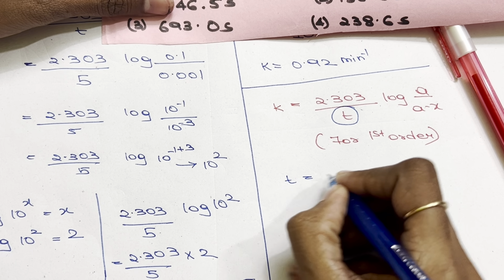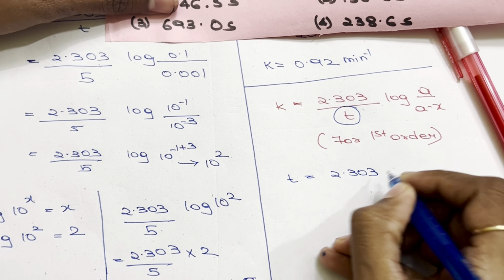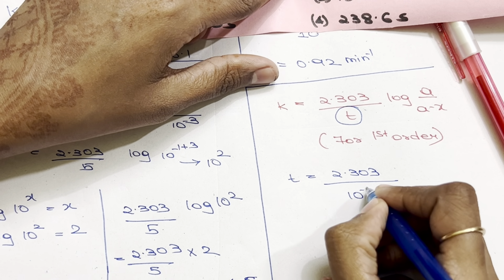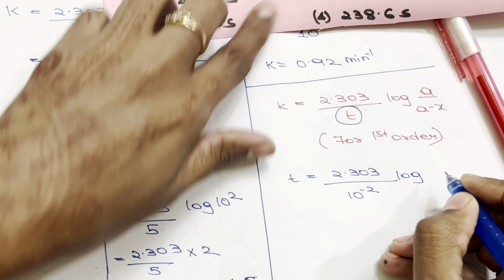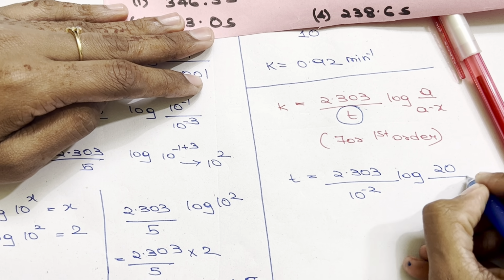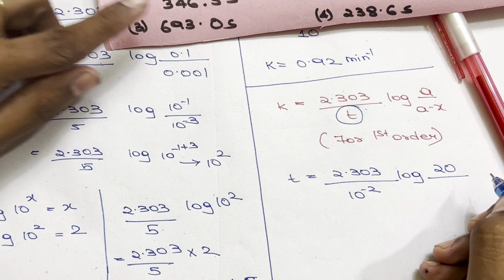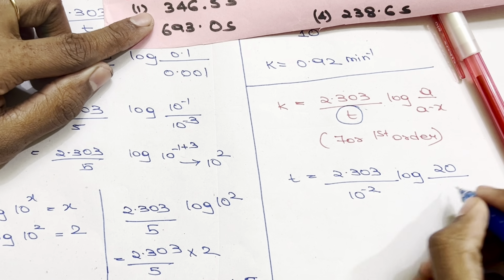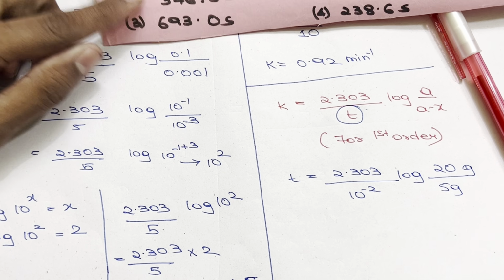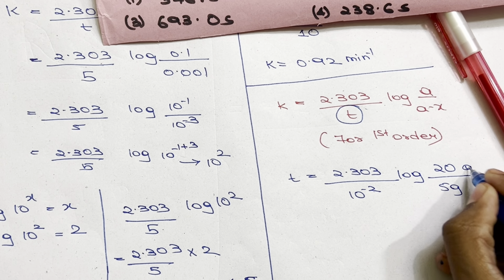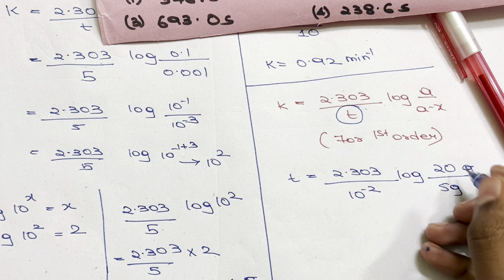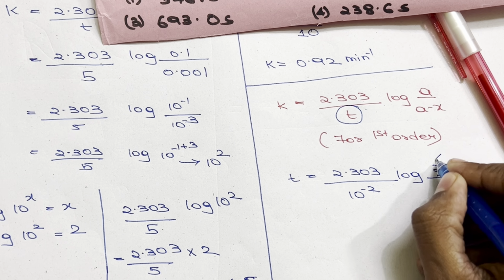So time t is equals to 2.303 upon k. What is the value of rate constant? K is 10 to the power minus 2 into log of, what is the initial? Initial is 20, and when it is completed, the product A minus X is 5 gram. Now we'll divide 20 and 5, so we know that it is 4.